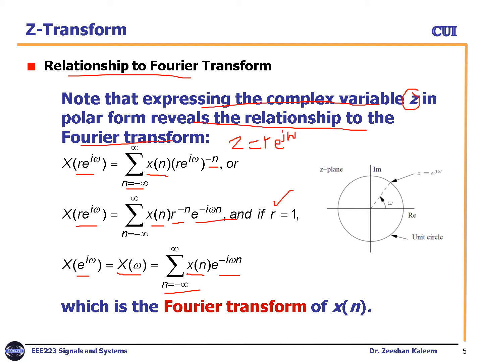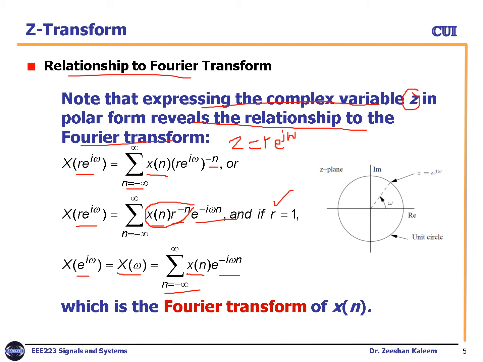However, in general, we can say that the Z transform of x of n is equivalent to the Fourier transform of x of n r to the power minus n, right?